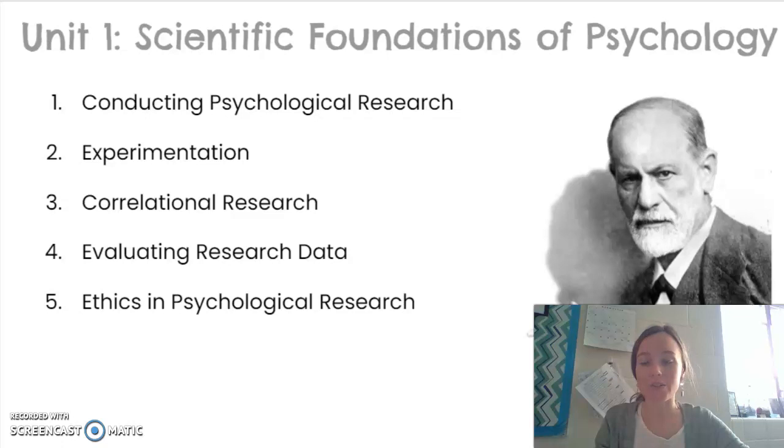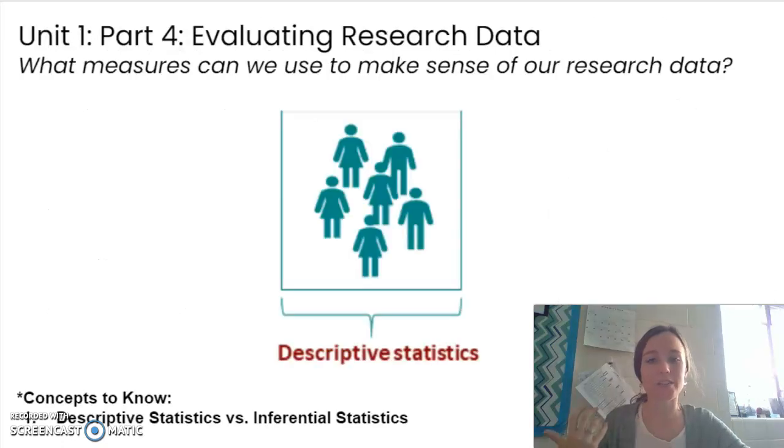This video is part 4, Evaluating Research Data, in the unit of Scientific Foundations of Psychology. So to start with, when psychologists do any kind of research method, they're going to have data after they collect their research. A lot of times that data is a long string of numbers, and sometimes it's hard to make meaningful conclusions about just a list of numbers, especially if you have hundreds or even thousands of participants in your study. It's just going to be really hard to make sense of all of that.